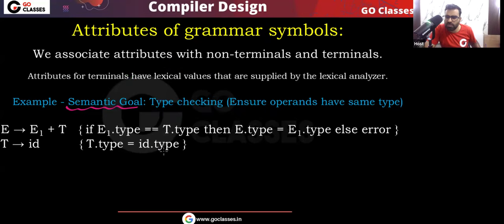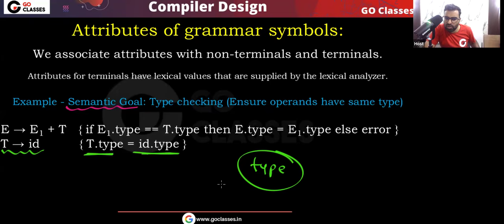In this situation, with the grammar symbols we can associate this type attribute. For example, corresponding to this production, T going to ID, T dot type will be the same as ID dot type. So whatever is ID dot type, that will become T dot type.